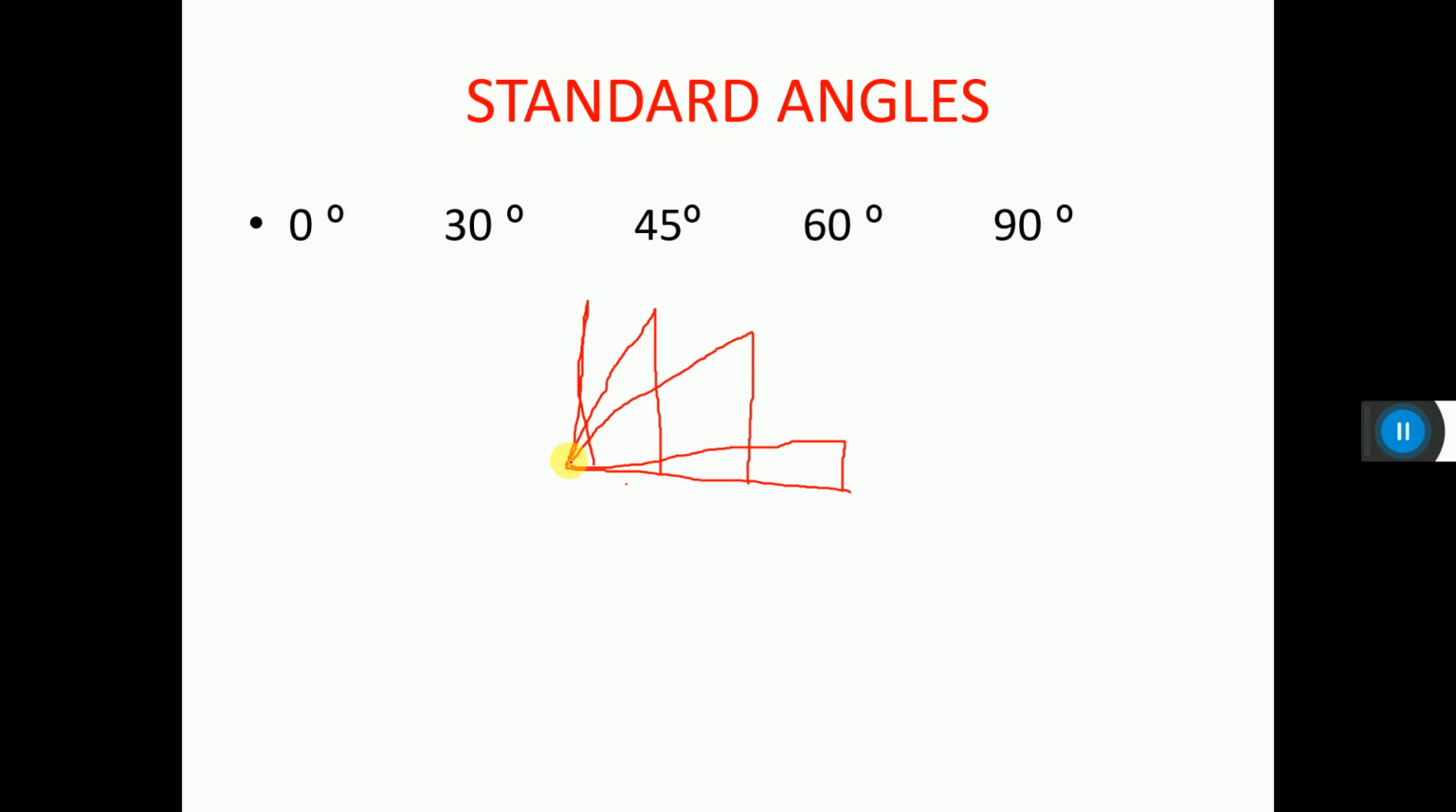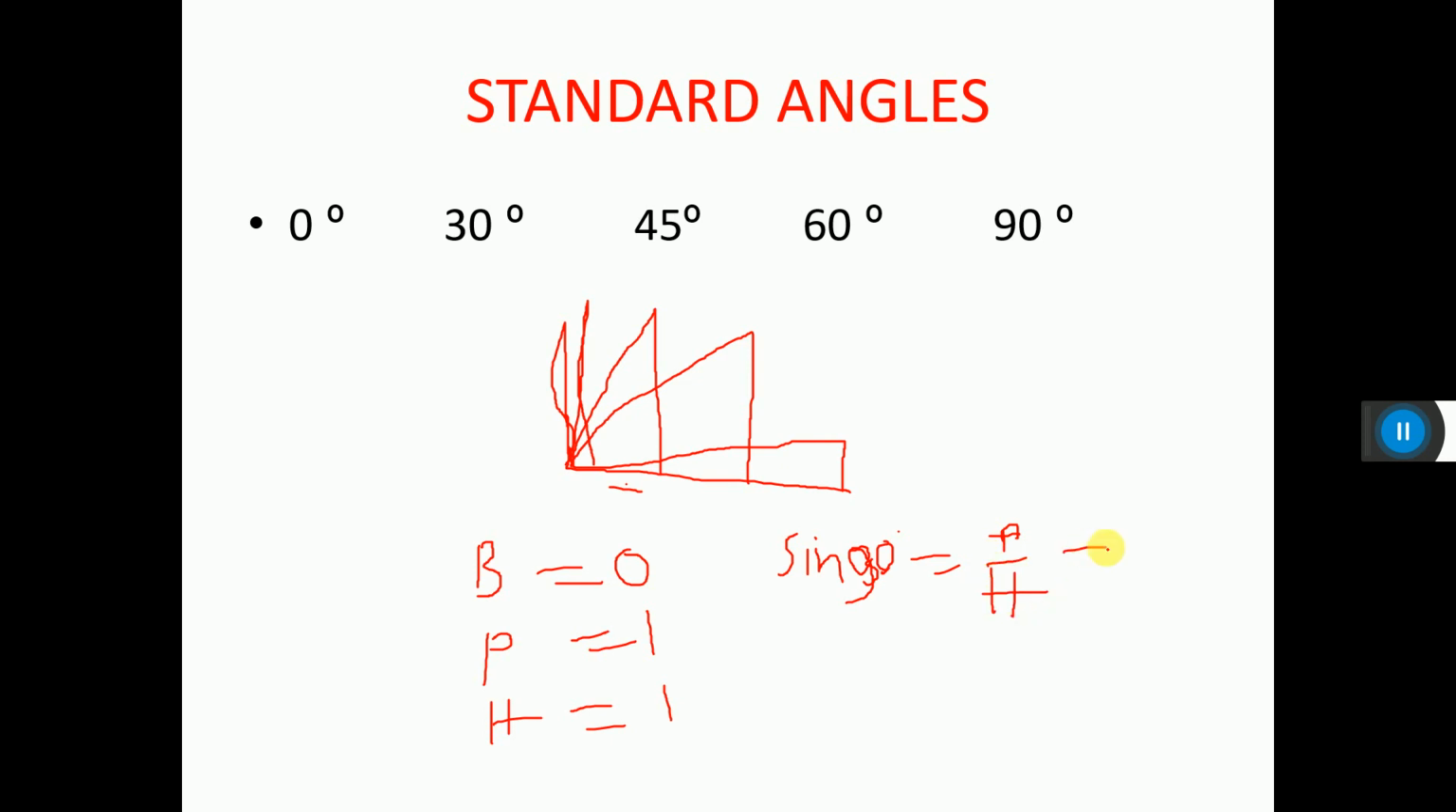Now when it is 90 degrees, see, this base becomes 0. That is, base equal to 0, and perpendicular and hypotenuse are both equal. That is equal to 1 you consider, or a you consider. Then sin 90 degree is equal to perpendicular by hypotenuse. What is the value of perpendicular? That is 1 by hypotenuse, which is 1. So sin 90 value is 1.